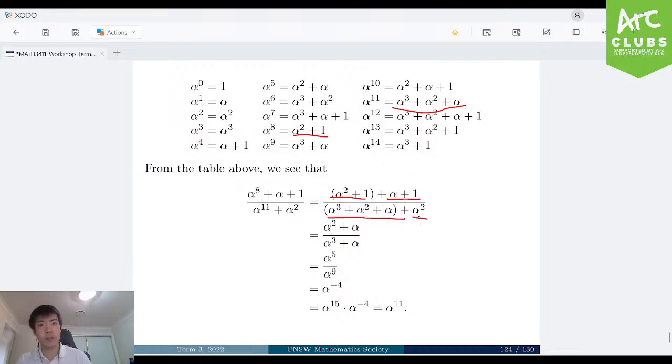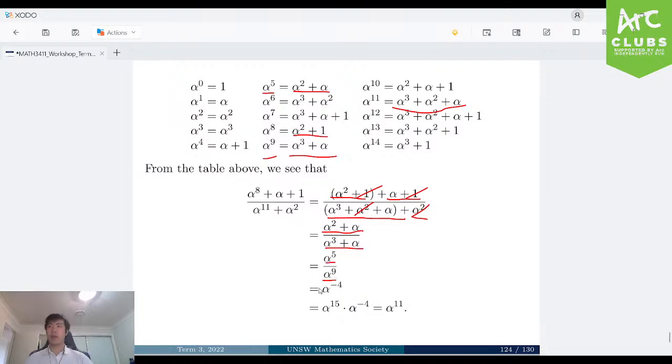Since we're in modulo 2, any multiple of 2 will be cancelled out to 0. So 1 plus 1 is 2, that's gone. Alpha squared plus alpha squared, that's 2 alpha squared, that's gone. And so we're left with alpha squared plus alpha over alpha cubed plus alpha. Alpha to the power of 5 is exactly equal to alpha squared plus alpha. And alpha cubed plus alpha is exactly equal to alpha to the power of 9. Okay.